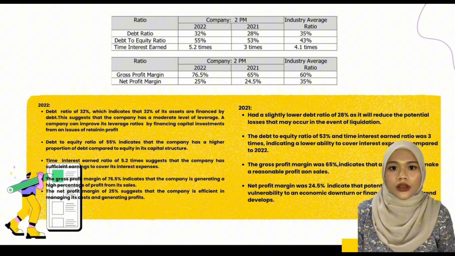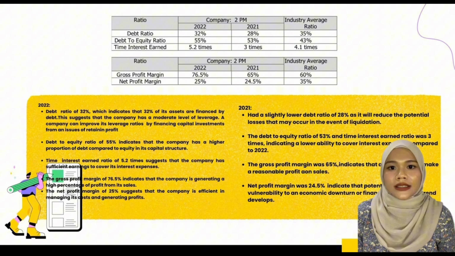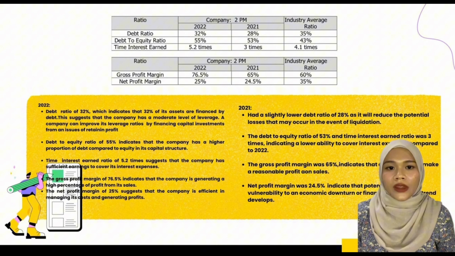Comparing these ratios to the industry average for both years, we can see that 2PM has a lower debt ratio and debt to equity ratio than the industry average. However, the times interest earned ratio is higher than the industry average in both years, indicating a better ability to cover interest expenses. The gross profit margin for 2PM is higher than the industry average in both years, indicating better profitability from sales. However, the net profit margin for 2PM is lower than the industry average in both years.